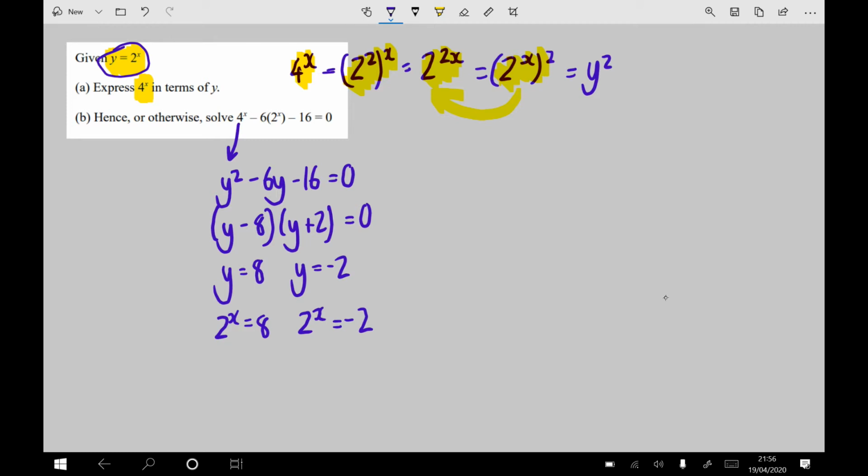2. So looking at this first solution, 2 to the power of something is 8. That something has to be 3. 2 to the power of 3 is 8. So x is 3 is one solution.